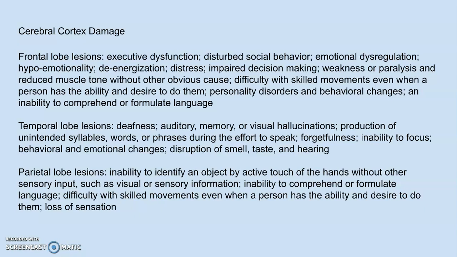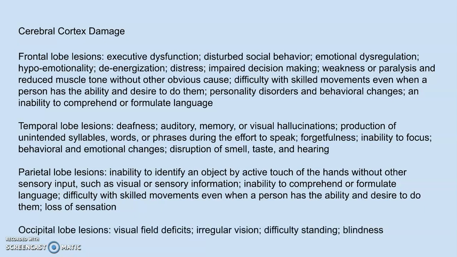If your parietal lobes are damaged, you might experience inability to identify an object by active touch of the hands without other sensory input, such as visual or sensory information, an inability to comprehend or formulate language, difficulty with skilled movements even when you have the ability and desire to do them, and a loss of sensation. If your occipital lobe is damaged, you might experience visual field deficits, irregular vision, difficulty standing, or blindness.